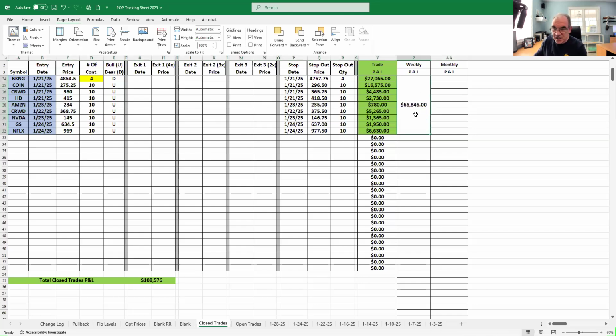But $66,846 if you did 10 contracts, right? And the only one that was a 4 was booking, right? So if you did 1 contract on these, it was like 6,600, 5,800, something like that. Yeah, 6,600. So overall, we had a great week last week in pop.